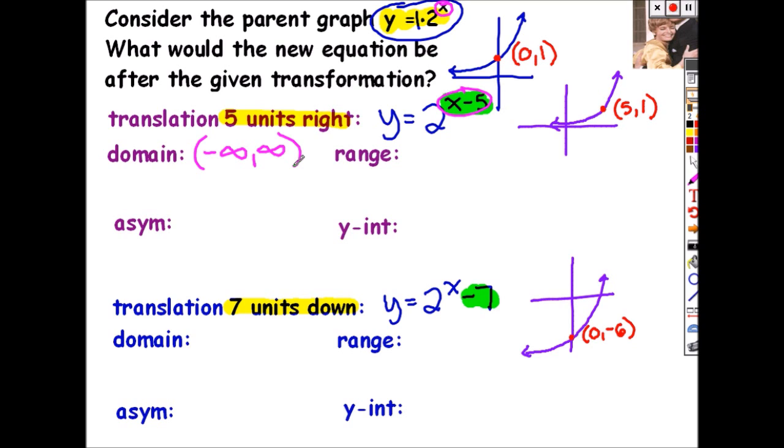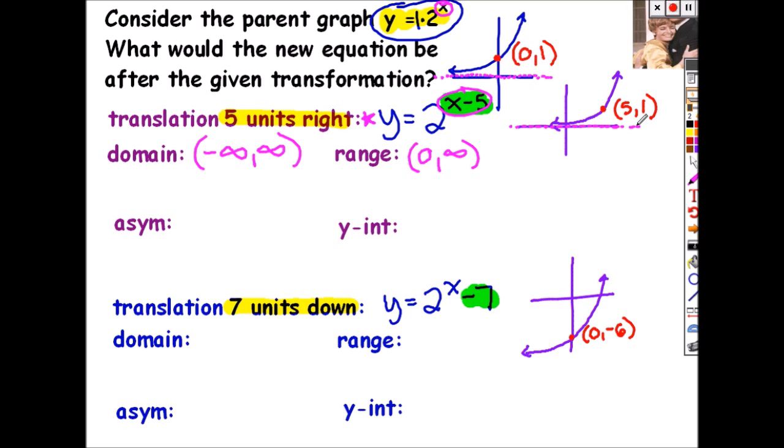For the range, I want to scan up and down. If I look at the parent graph, notice that I'm never going to quite get out 0. I can't raise 2 to any power to get out 0. So for my parent function, the range is 0 to infinity. And if I just slide the graph 5 to the right, the range is still 0 to infinity for this graph y equals 2 to the x minus 5 power. So the asymptote is still the same; if I just slide things 5 to the right, the range doesn't change.